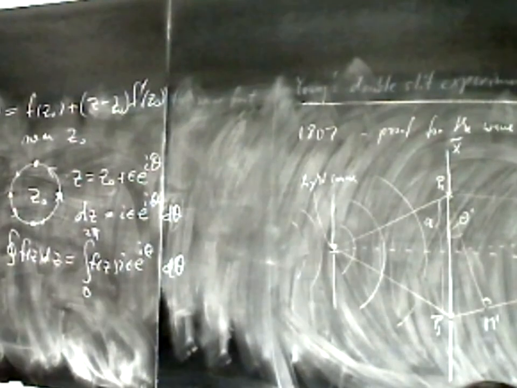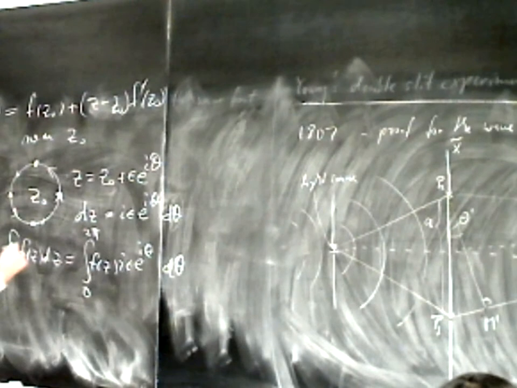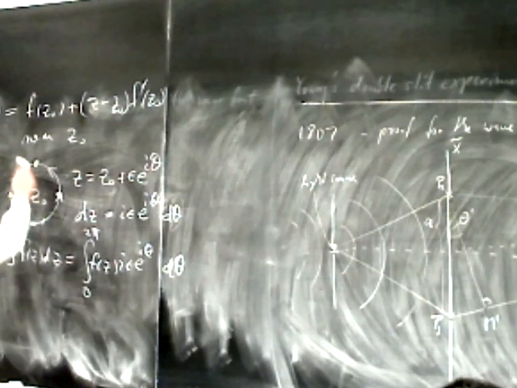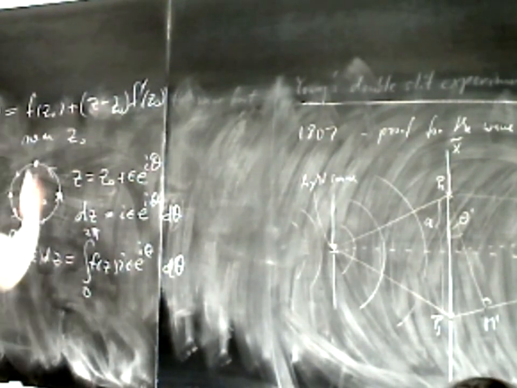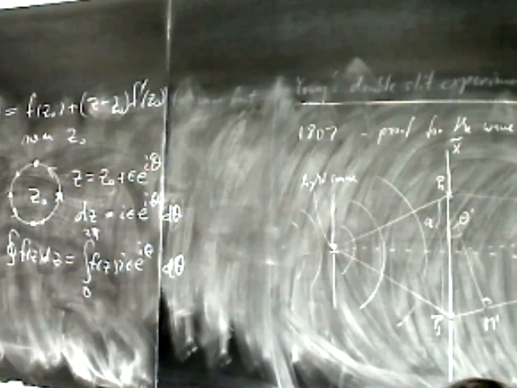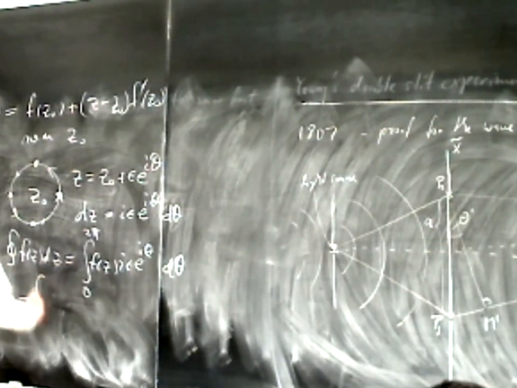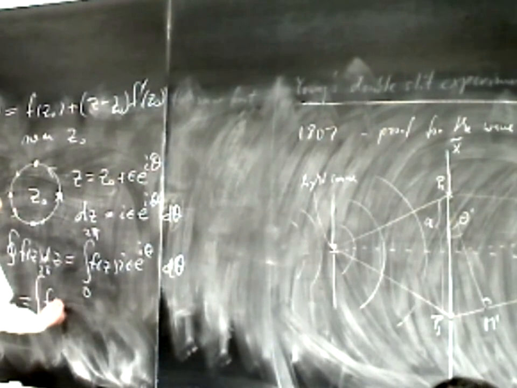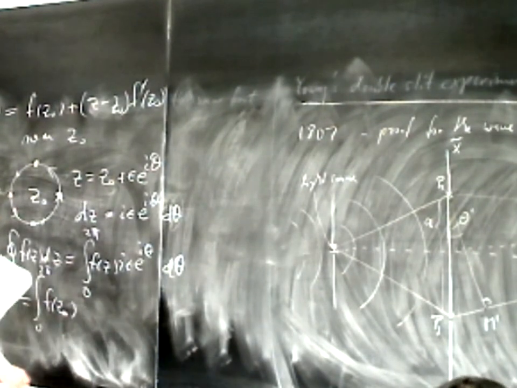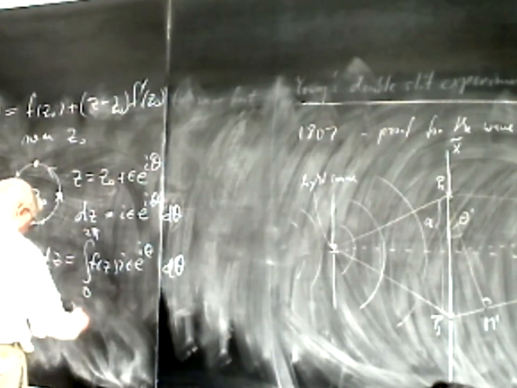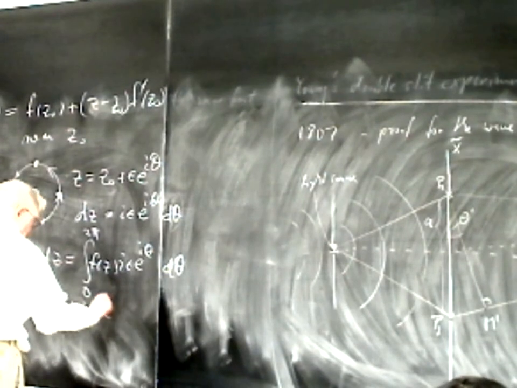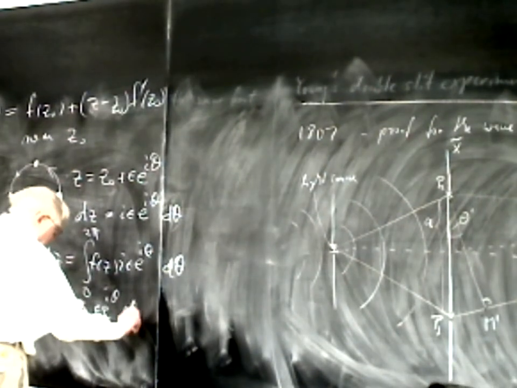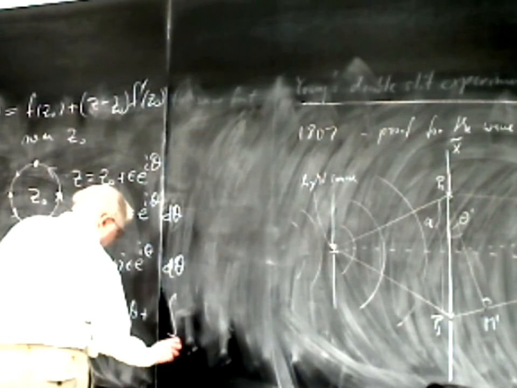And then what is f of z? Well, since epsilon is really, really small, we can use this approximation by virtue of the differentiability of f. And that gives us an integral from 0 to 2 pi of f of z0 times i epsilon e to the i theta d theta, plus another integral from 0 to 2 pi.